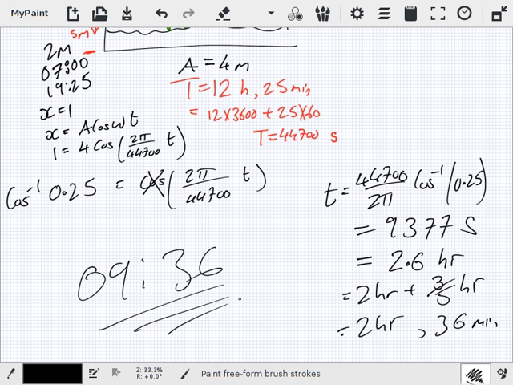The formula, can I use... Yes, because it starts at the lowest, not the equilibrium, so you can use the other equation. The cos one. Yeah. That's what I did use, cos.